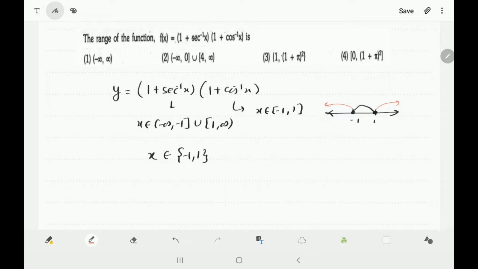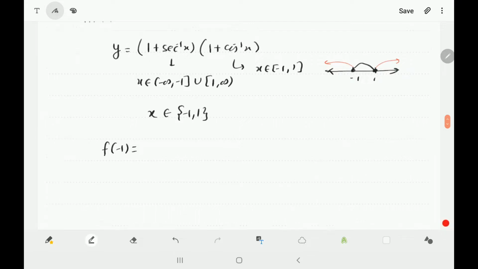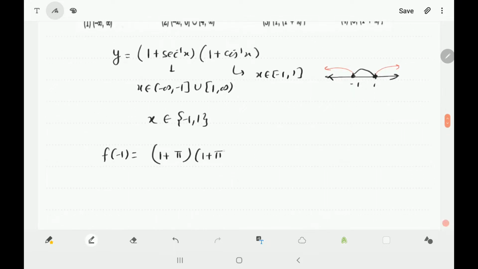So the common intersection of these two functions is only the values minus 1 and 1. So in the domain we will have only two values, which are minus 1 and 1. Now for finding the range, f of minus 1 will give us one value and f of 1 will give us one value. So f of minus 1 will be 1 plus pi, since secant inverse of minus 1 is pi, and 1 plus pi again. So this will be 1 plus pi raised to the power 2.